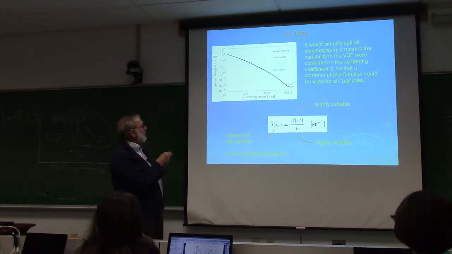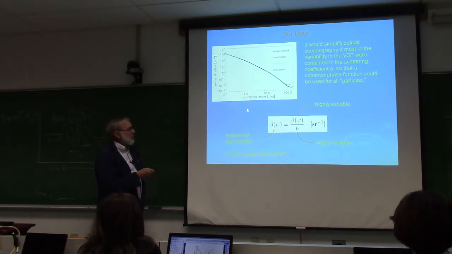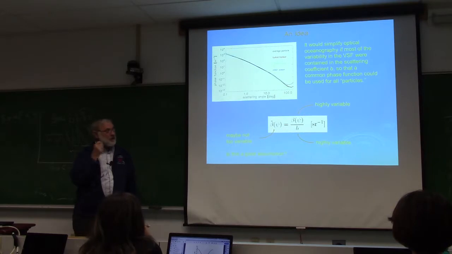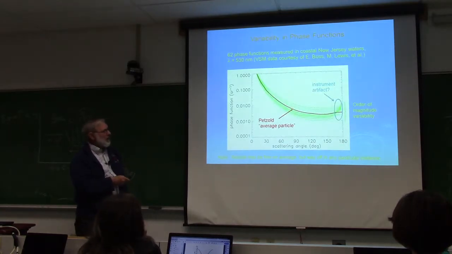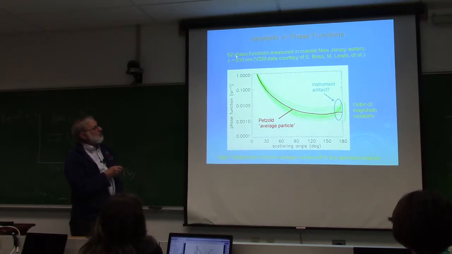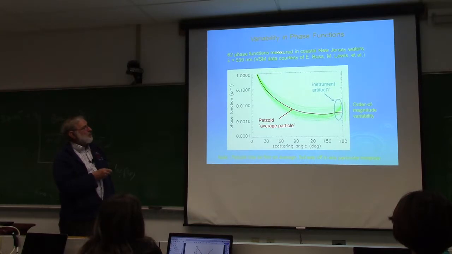And if you look in the forward direction, well, that's a lot more variability. So in the middle, they fit together pretty well. So the question is, can you really get away with doing this? And the answer is, here's a bunch, actually 62 phase functions made in coastal New Jersey waters at 530 nanometers.